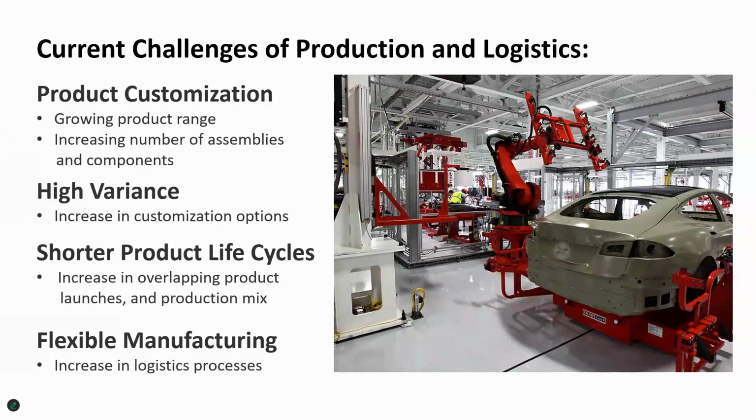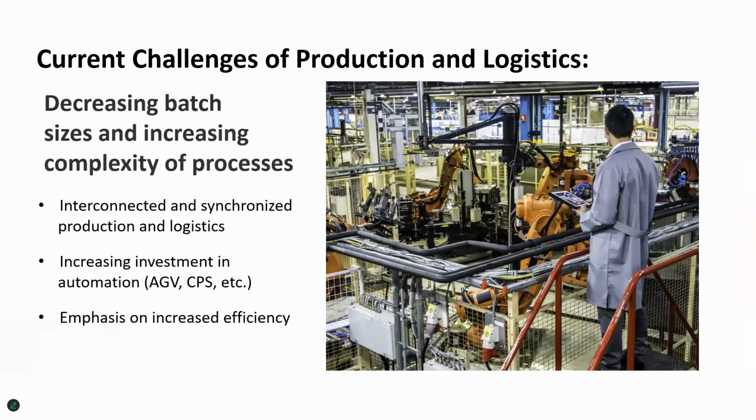Likewise, the increase in customization options which are available plays an important factor. Product life cycles are also much shorter now, with an increase in overlapping product launches and product production mix. And flexible manufacturing requires an increase in logistics processes. So to summarize, industry must now deal with smaller batch sizes during the production process and increasingly complex processes.